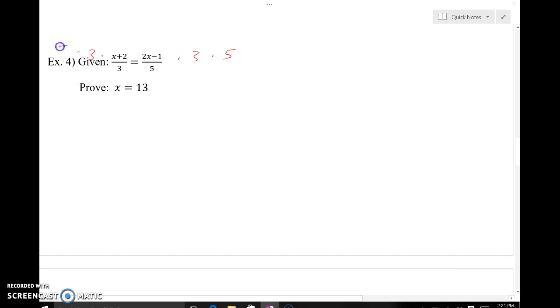Well, if we do that, you'll notice on each side, these 3's would cancel because I've got a 3 on the top and 3 on the bottom. And when I divide 3 and 3, I get a 1. And over here, the 5's would cancel because when I do 5 divided by 5, I get a 1. So then all I'm left with is 5 times x plus 2 equals 3 times 2x minus 1.